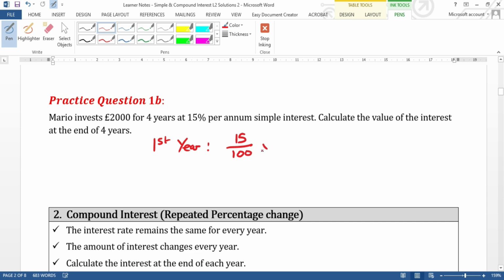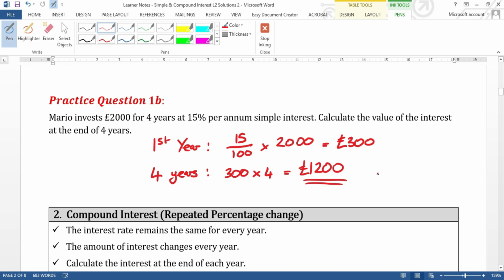15% of 2,000 gives me £300. Okay. So for 4 years, let's times that by 4, which gives me £1,200.